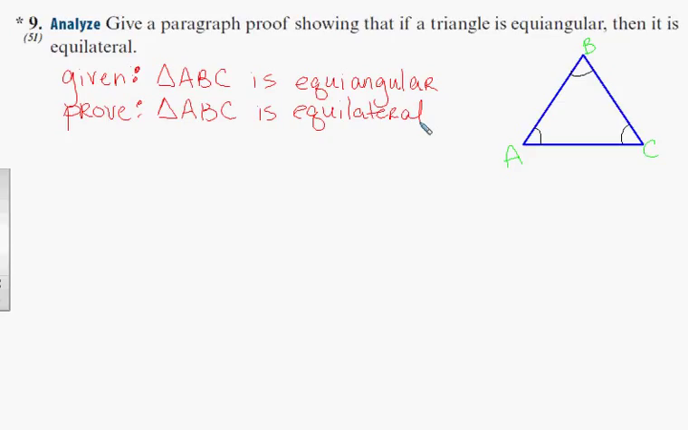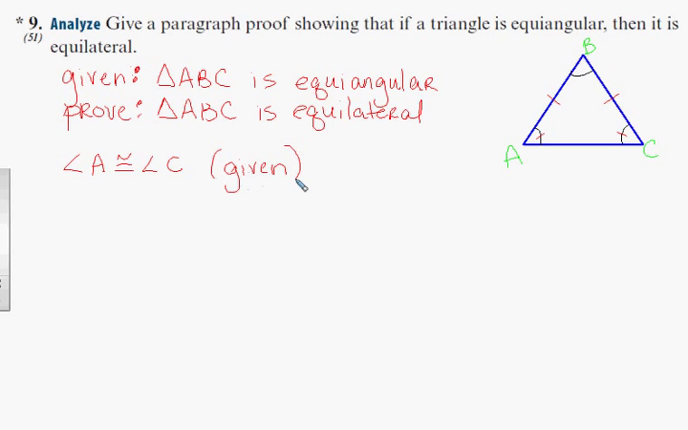So we can start with something that I hope all of you recognize. Notice that angle A and angle C are congruent, which means that we can know that BC and AB are congruent by the isosceles triangle theorem. Technically, it's the converse. So I'm just going to start with saying that angle A is congruent to angle C, given.